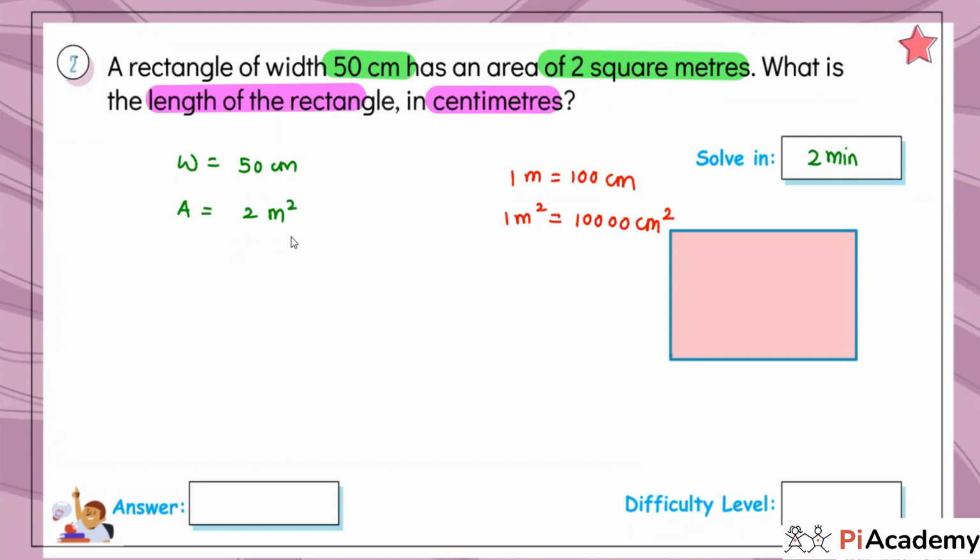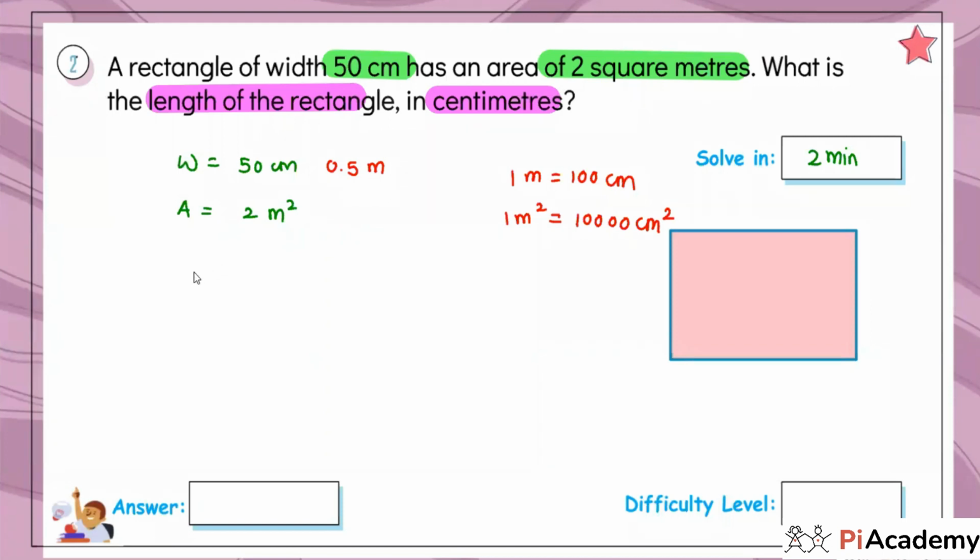Now here you can see we have two different units, right? So if you have confidence with decimal numbers and decimal operations like dividing, multiplying, and all those things, then it is a good idea to convert centimeter to meter, okay? And that is going to be 0.5 meter, okay? But if you don't have confidence with decimals, then you can convert 2 meters square into centimeter square, but then you will get a bigger number, okay? So I'm doing it with this one.